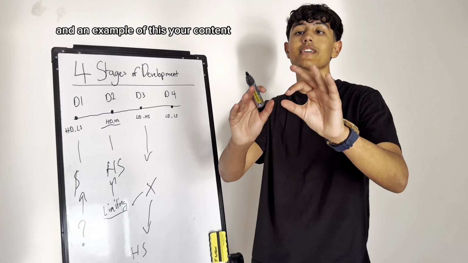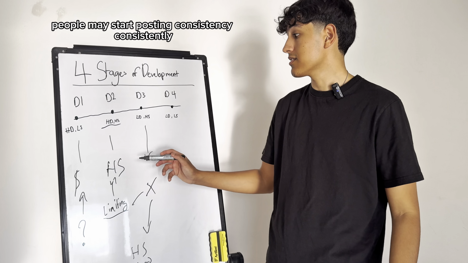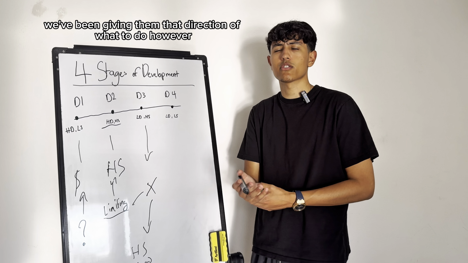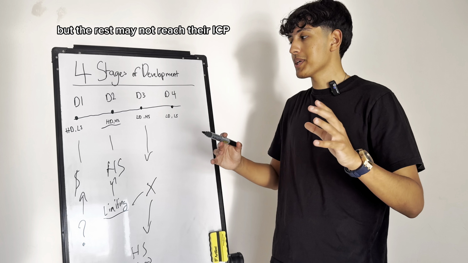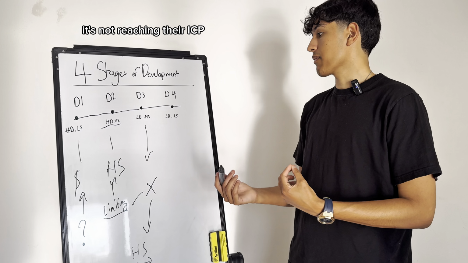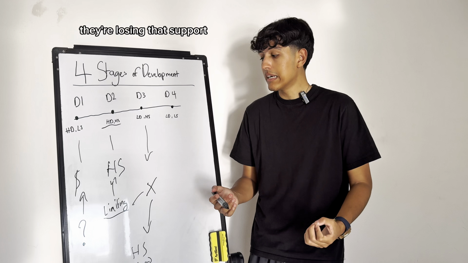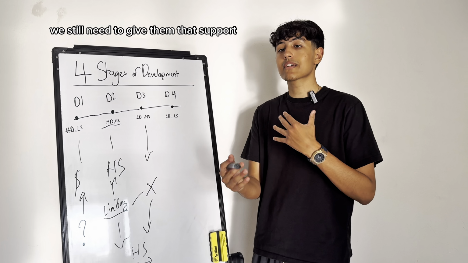And an example of this, your content. People may start posting consistently. They've got that drive. We've given them that direction of what to do. However, they may get one really good video, but the rest may not reach their ICP. It's not reaching their ICP. They're losing motivation. They're losing that support. Even though we've gotten rid of their limiting beliefs once again, we still need to give them that support.